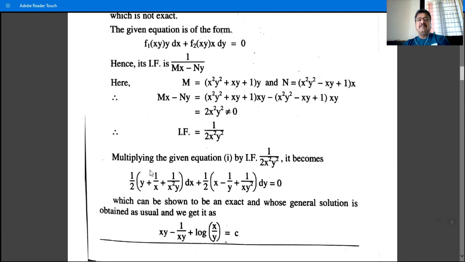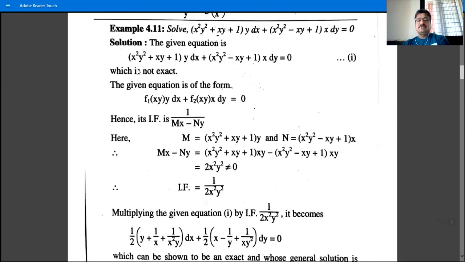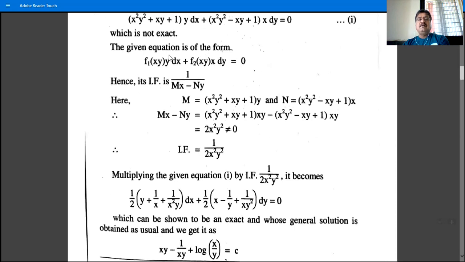So multiplying the given differential equation by 1/(2x²y²), we have 1/2, take common, and x²y² by x²y² is 1, and this y means y, then x into y divided by x²y².